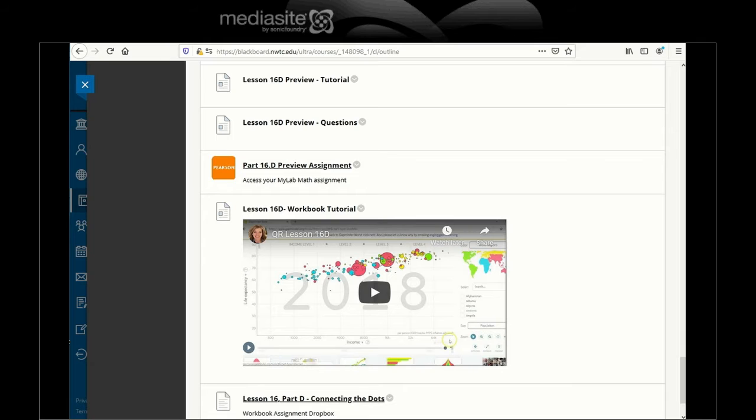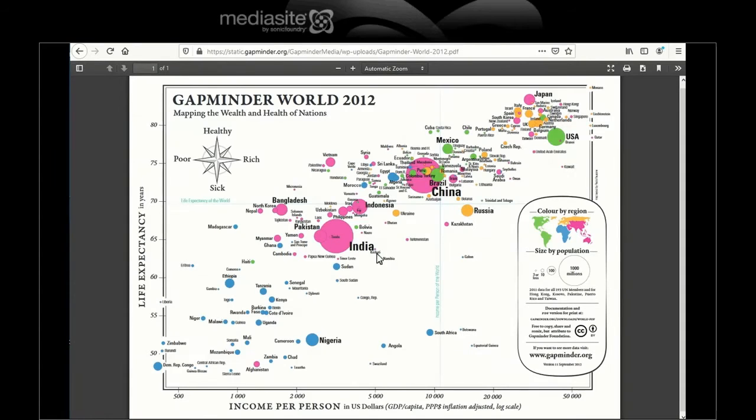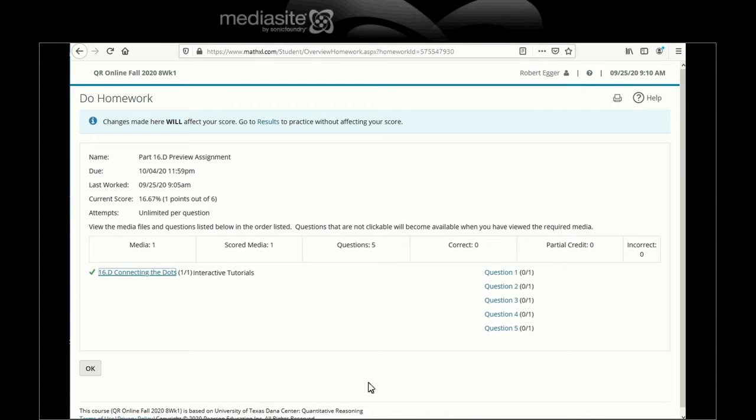We're here to look at Lesson 16D, Preview Assignment. If you click on that, you should get this window. It looks like we're doing something called connecting the dots. We have 5 post-tutorial questions afterwards that we'll discuss and go over. Also along the way, we'll be doing a search for this map. Well, let's get involved and get in the tutorial.